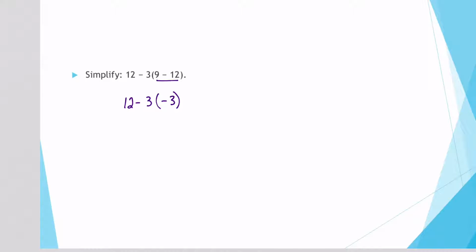Now, according to order of operations, I have to multiply before I subtract. So I've got 12 minus, what's 3 times negative 3? It's negative 9. Now I have a double negative here. So 12 plus 9 is 21.